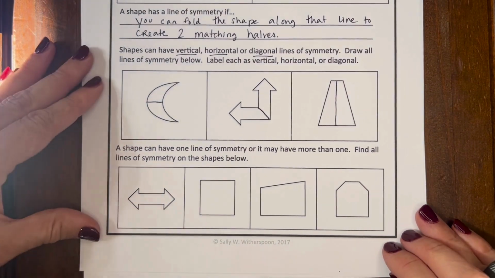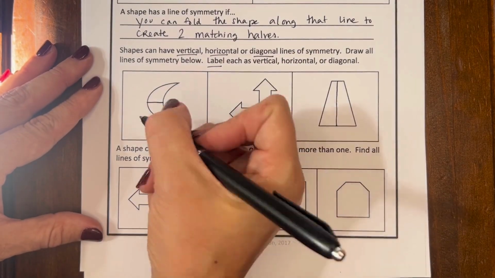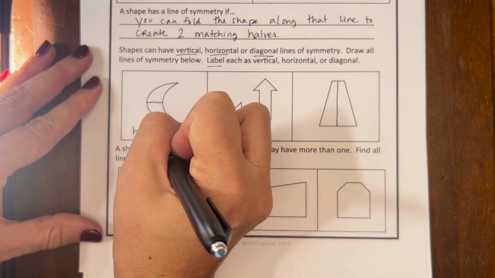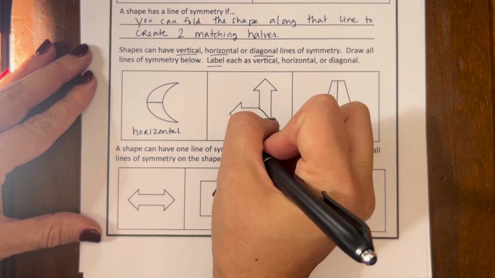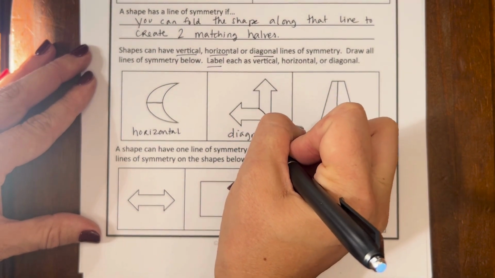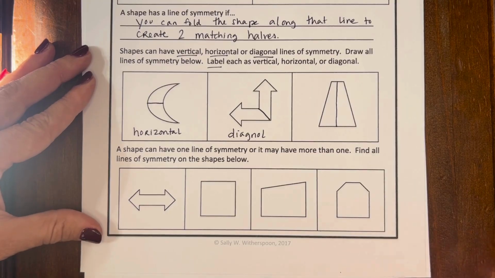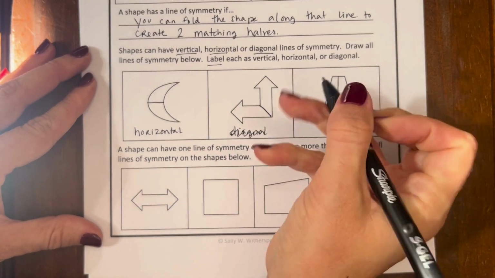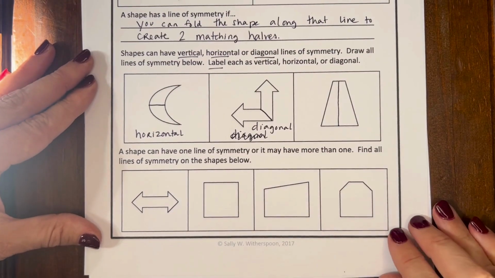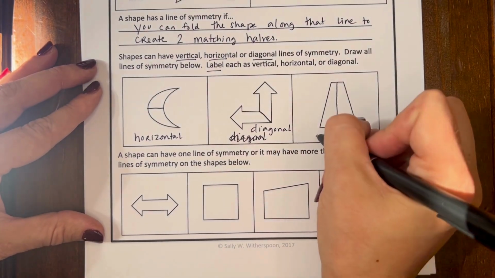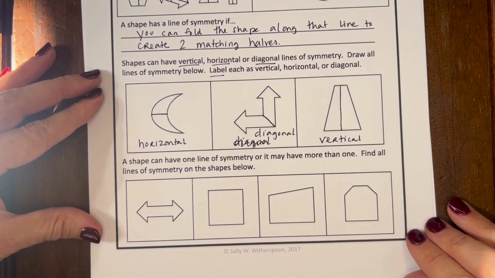It asks us to label these. So let's go through and label each one. This first one was a horizontal line of symmetry, which means it goes with the horizon. Here we have a diagonal line of symmetry. That doesn't look like it's spelled right. It's not. I forgot a letter. We have a diagonal. So sorry. And finally, we have a vertical line of symmetry, which goes up and down.